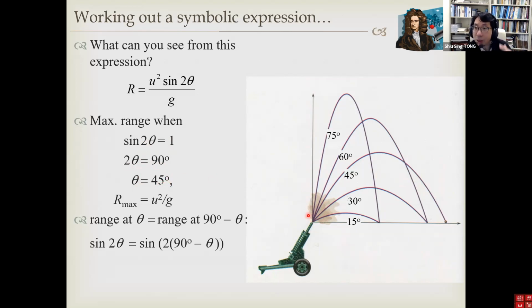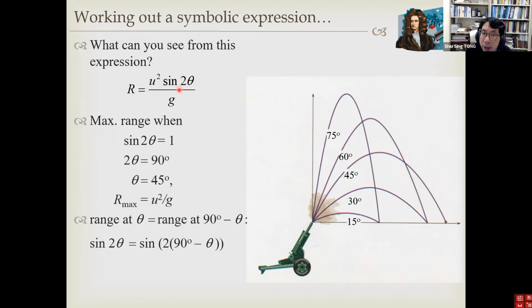In the absence of air resistance, if you project a particle in the 45 degree direction, then you will get the maximum range. That is well known in physics, and the maximum range is simply given by u squared over g, after taking sine 2 theta equal to 1. But you can have more insight from this equation.